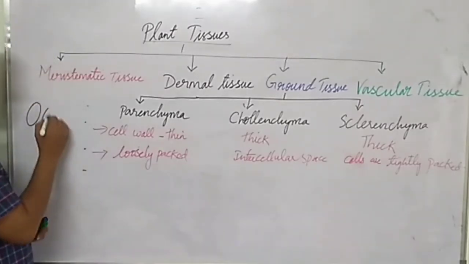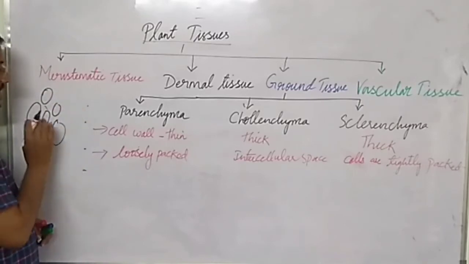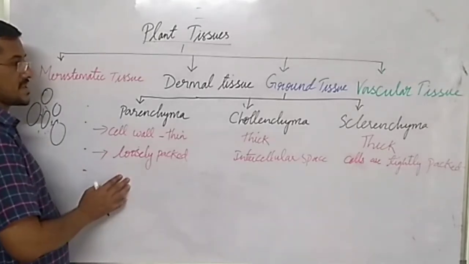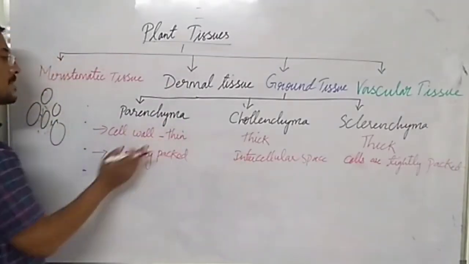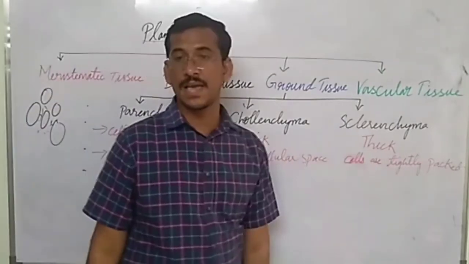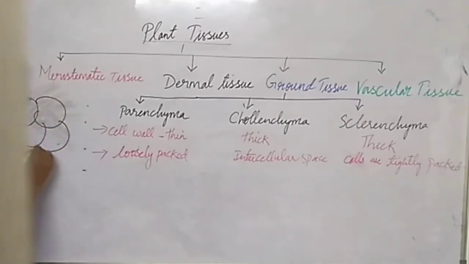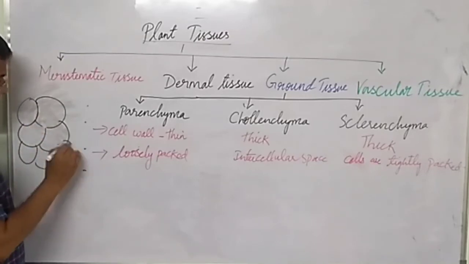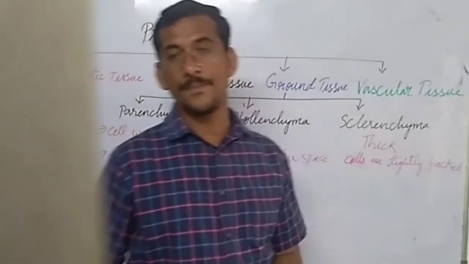See here, these are the cells. In between the cells, what will you find? Space is there. So I mean to say, these are loosely packed, in the sense more space is present between the cells. In case of parenchyma, intercellular space is present. Collenchyma also has space, but compared to parenchyma it is less. In case of sclerenchyma, no space is present. That means completely packed. Cells are tight and do not have any intercellular space. Got it?